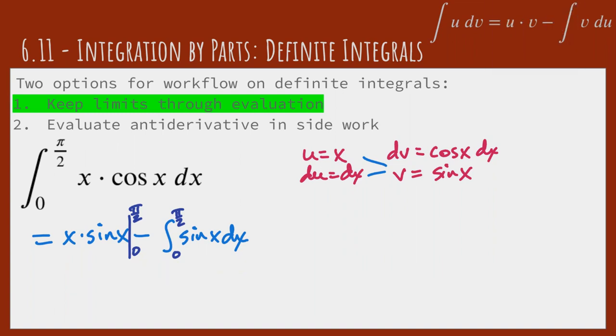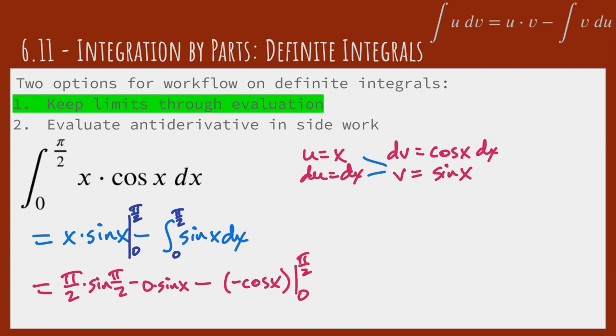Then completing this problem, some people like to hold off and evaluate this later once we have the antiderivative here. Some people like to do as much as they can in each step. It doesn't matter which way you like to do it. I'm going to go ahead and evaluate this expression as I evaluate this here. So we're going to have pi over 2 times sine of pi over 2 minus 0 times sine of 0, minus, and then for this part, the antiderivative of sine is the opposite of cosine, and that's evaluated from 0 to pi over 2.